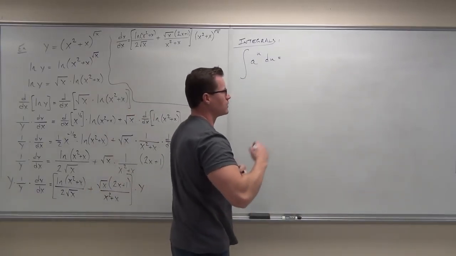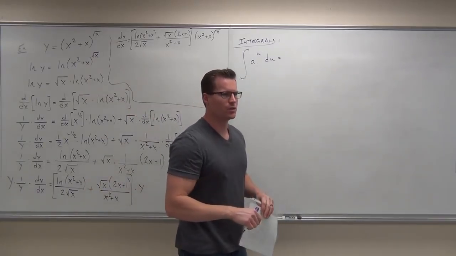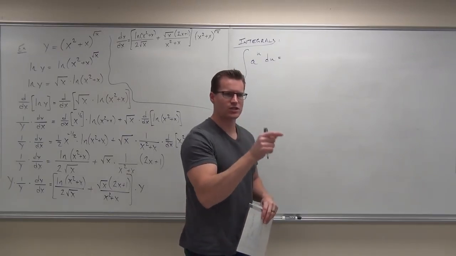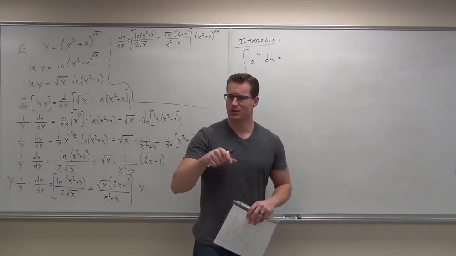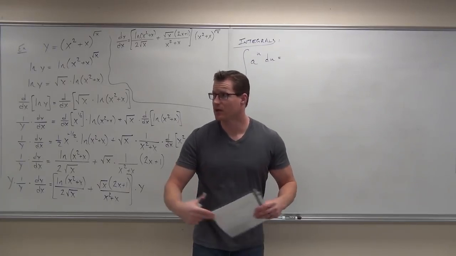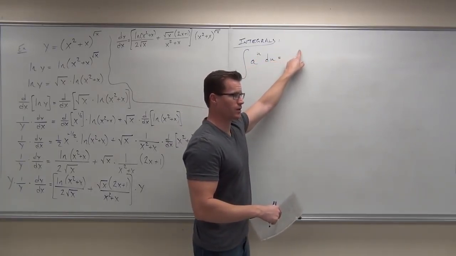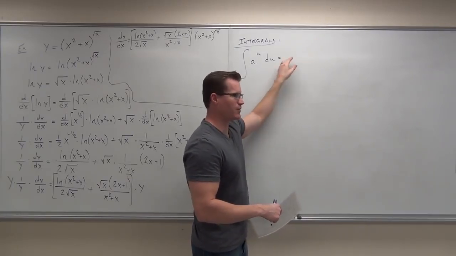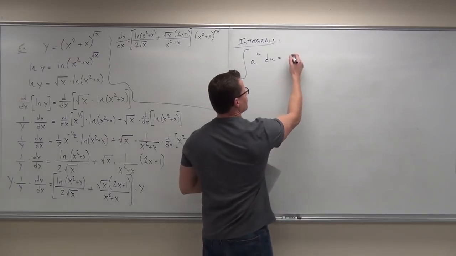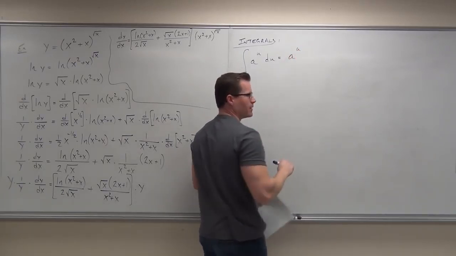So when we're doing an integral of a to the u du, we're going to see that the function itself pops back up again, just like we did with exponentials involving the base of e. So if this was e to the u, we'd just have e to the u, wouldn't we? And we'd have a substitution if we needed one, but we'd have e to the u. Well, here we're going to have a to the u.